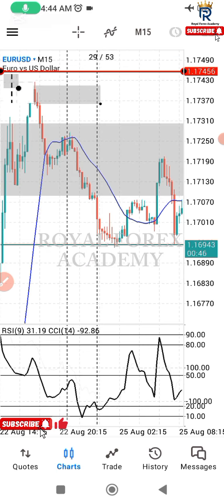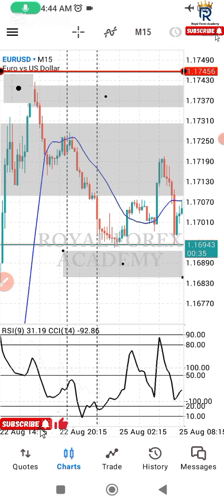First, we have this order block. So do you see that on our 15-minute time frame? Then we have what? A breaker block. So this again is our breaker block.